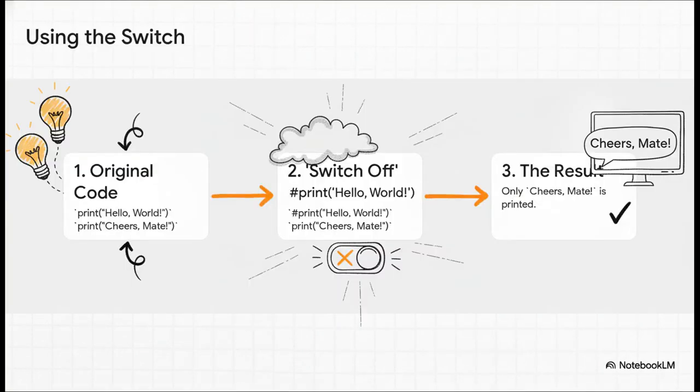Okay, let's break this down. On the left, you see we've got two print statements. Simple enough? Now in the middle, see what we did? We switched off that first line just by putting a hash symbol in front. And now, look at the result on the right. Python runs the second line just fine, but it completely skips over the first one. This is so useful for finding bugs or trying out changes without having to delete any of your code.